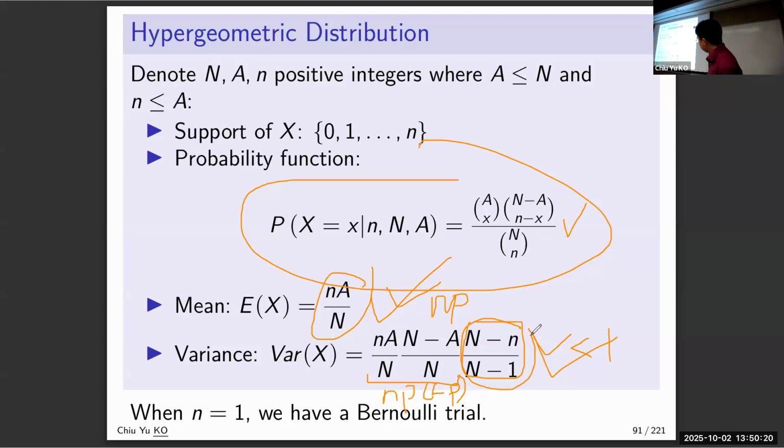And when n is very big, close to N, this is very close to 0. So it means that if every time you draw everything, there's no variance. Suppose your n is equal to N, there's no variance. Why? Because you draw everything, so every time you draw, it's the same. So that's why hypothetically the variance is smaller, as you expect.